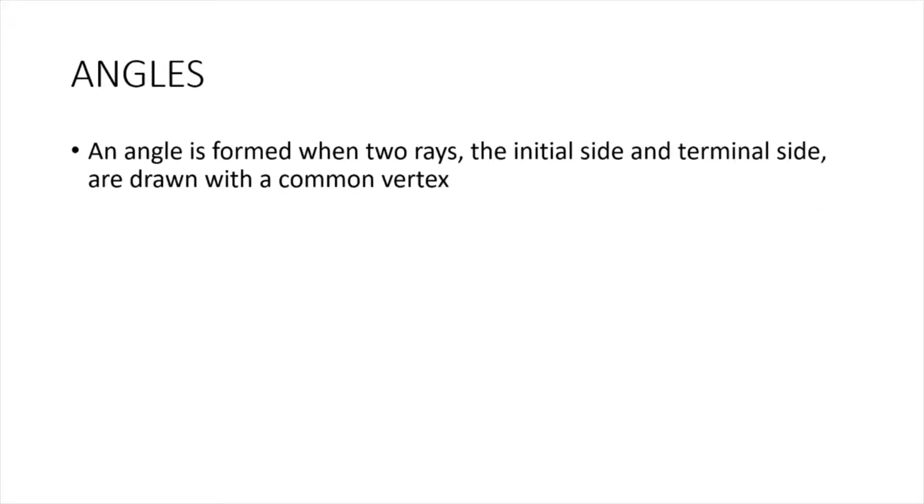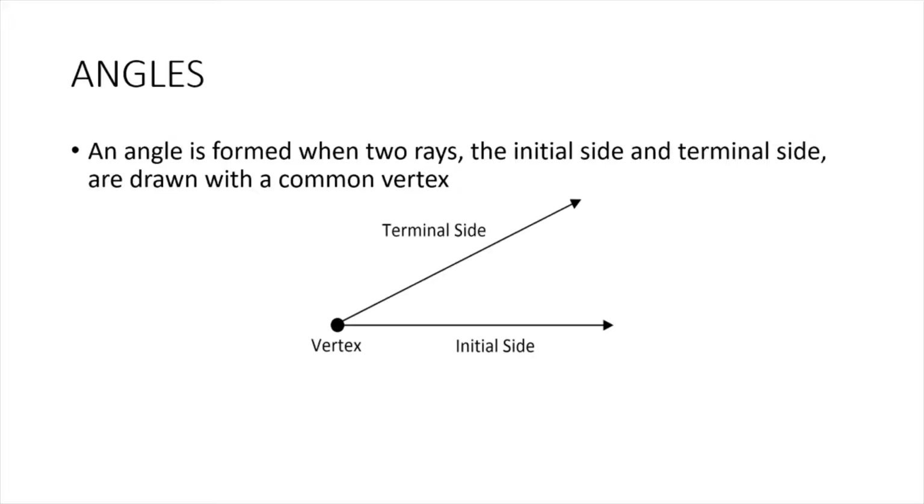In this video, we're going to talk about angle measurement, specifically angles that are measured or formed in the Cartesian plane or the rectangular plane. Angles are formed when two rays, which we call the initial side and the terminal side, are drawn with a common vertex. It looks something like this one. So we have here the vertex, the initial side, and the terminal side.